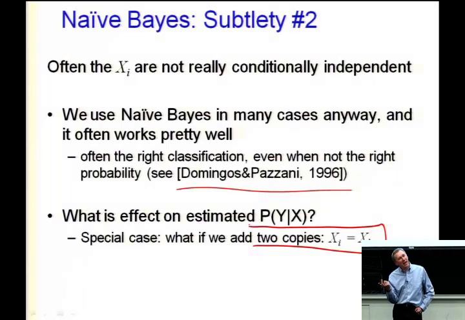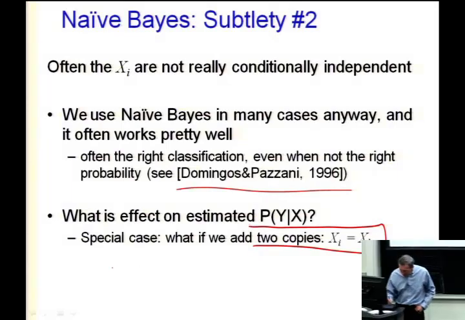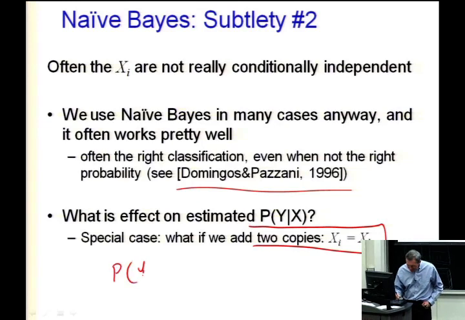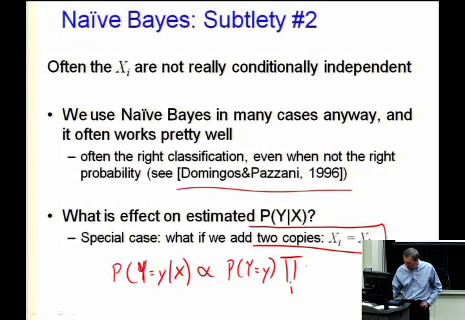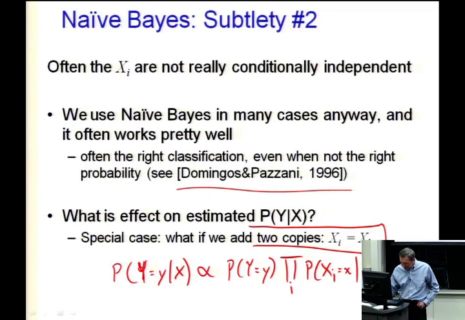Well, what's going to happen? Well, again, if we go back to our expression for how we calculate with naive Bayes the probability for y taking on any given value. Again, that's just whatever we see.